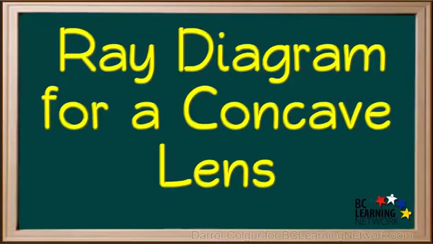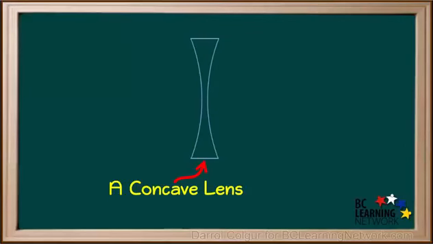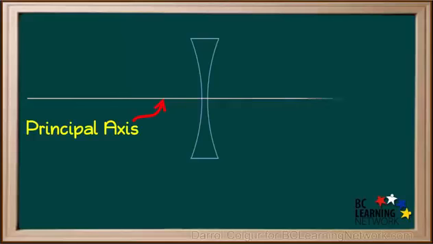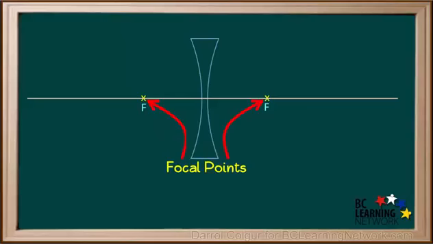Here, we'll show you how to draw a ray diagram for a concave lens. A concave lens is thinner in the middle and thicker on the top and the bottom. Here's the principal axis drawn through the middle of this concave lens. The positions of the two focal points are shown here. These will usually be given to you.